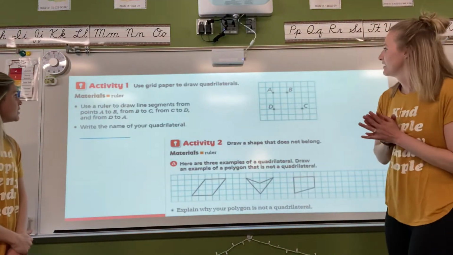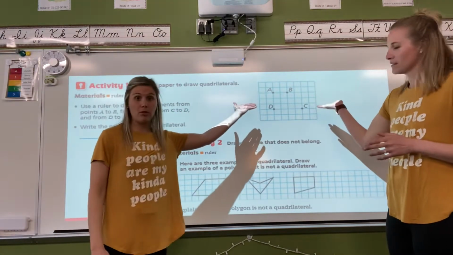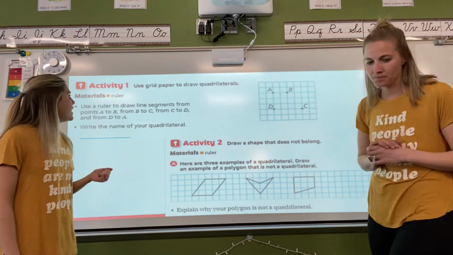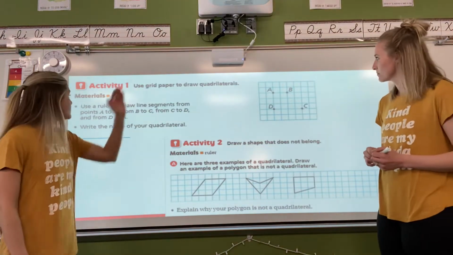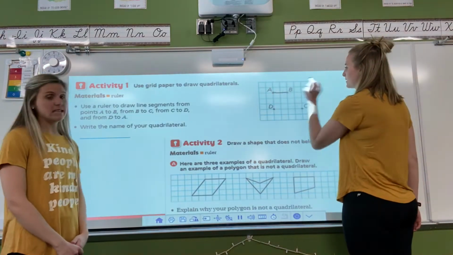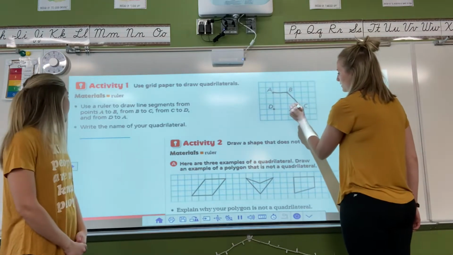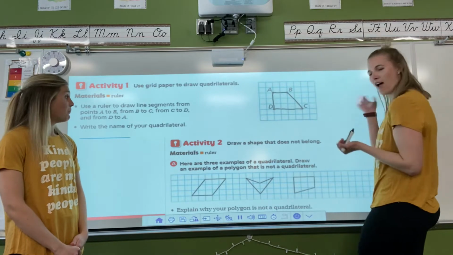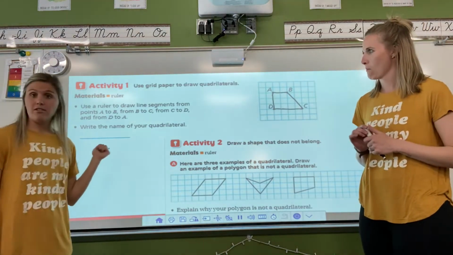All right, so it says use grid paper to draw quadrilaterals. They actually gave us the grid paper already, so we're going to use that. It says use a ruler to draw line segments from point A to point B. So Mrs. Piper's going to go ahead and draw a line from A to B. All right, here we go. And then from B to C, from C to D, and then from D back to A. Kind of like connect the dots. Look at that. And then it says write the name of your quadrilateral.